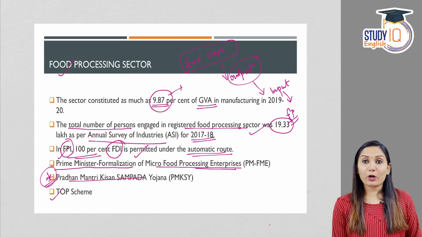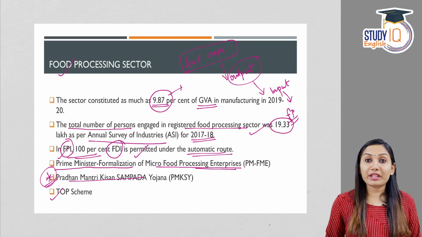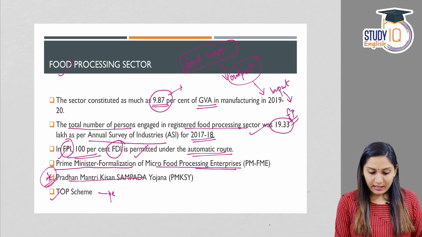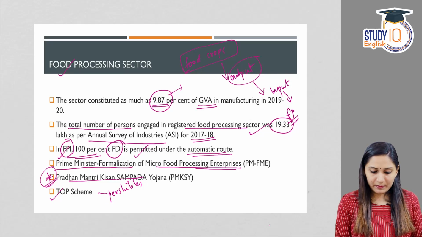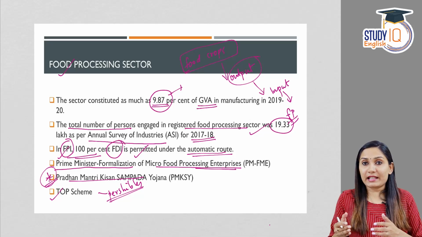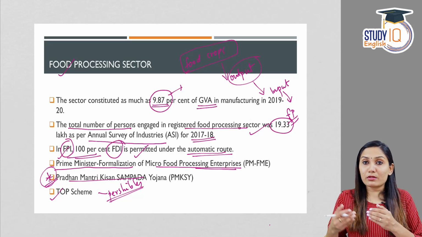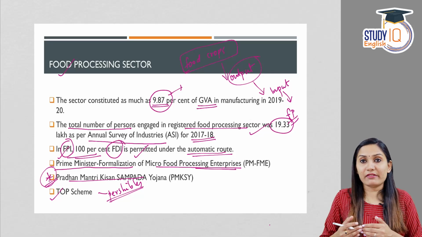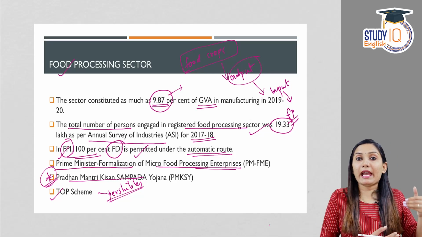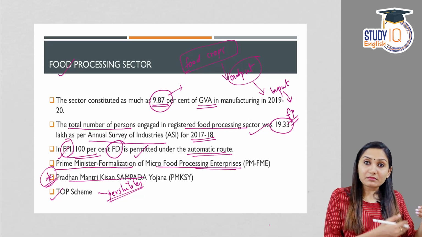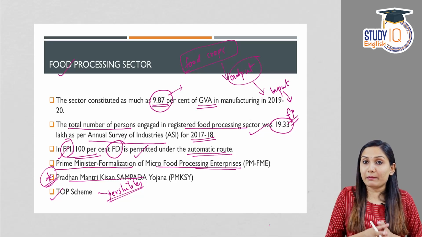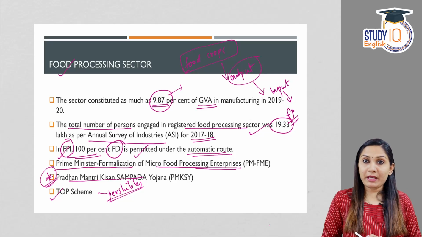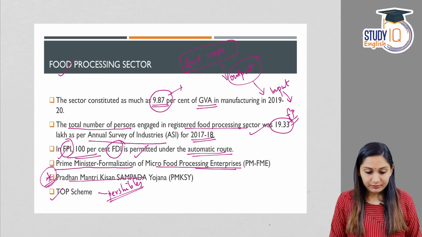Apart from that, the TOP scheme, that is tomato, onion and potato scheme, has also been launched because these are perishables. And what can be done with regard to perishables? Their shelf life is very less. Even if we provide cold storage, the shelf life is less. So for those commodities which have a lesser shelf life, they can be processed by adding value. That is, by value addition to these crops, they can be processed, and then the shelf life or the utility of these crops can be improved or extended.